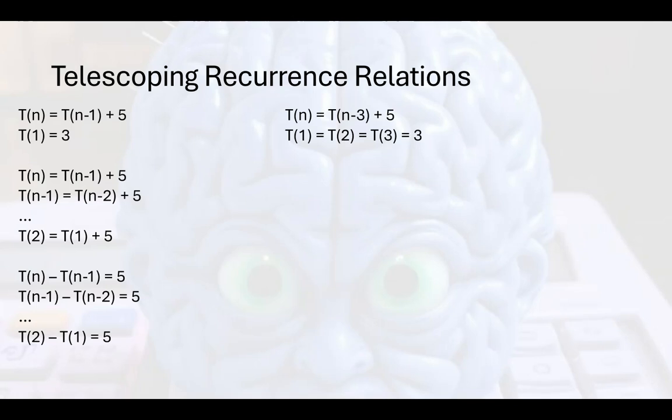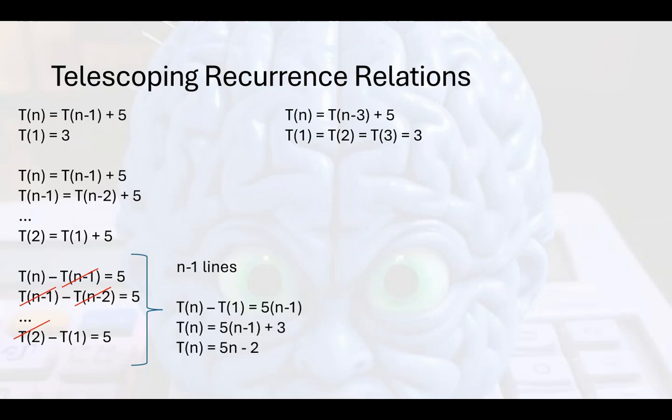This one, you've got to be slightly careful. I mentioned the base case matters. So if we have n items, this only runs n minus 1 times because the base case is 1, so we're starting on 2. So we have t of n minus t of 1 equals 5 bracket n minus 1. And we do some basic maths. We get 5n minus 2, which gives us big O of n, obviously.